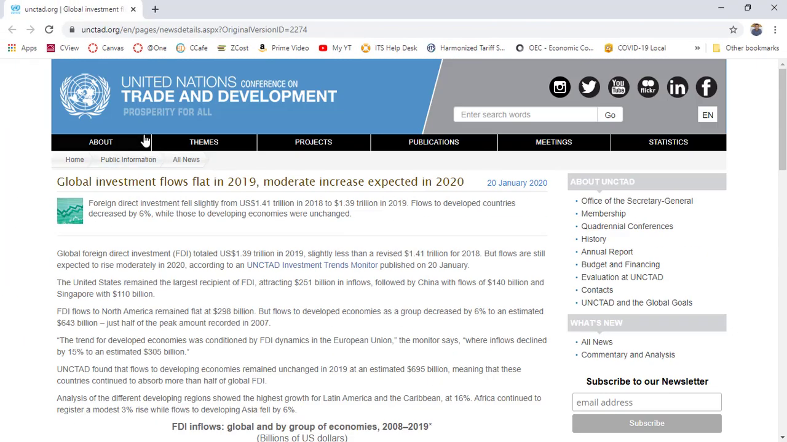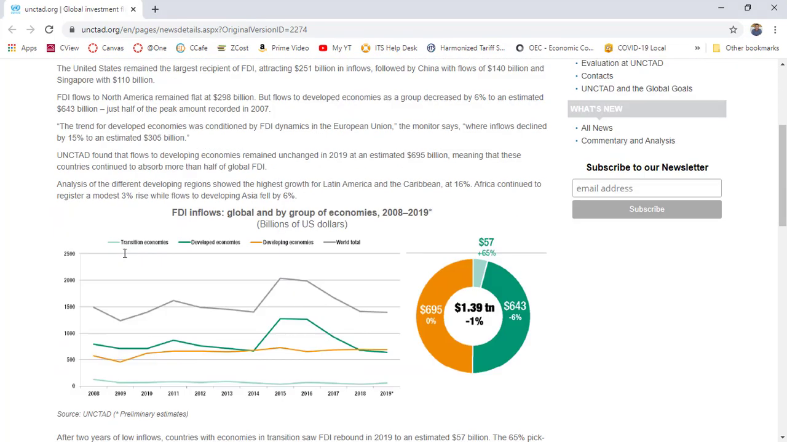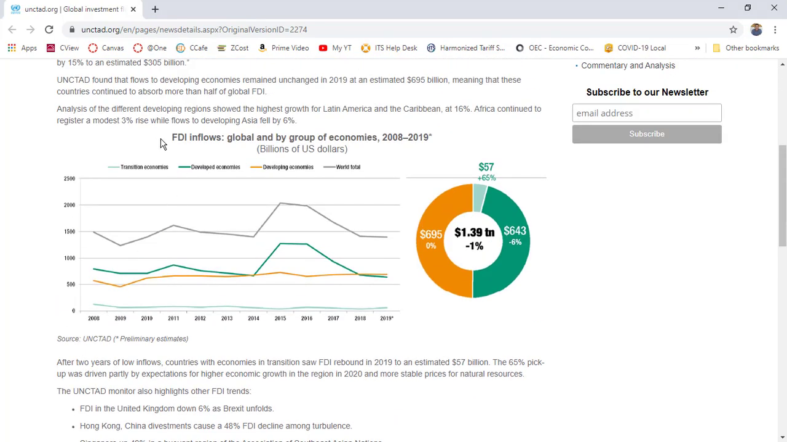So this is where we are, right? United Nations Conference on Trade and Development. And this is also what I wanted to show you, FDI inflow, global and by group economies, 2008 through 2019 in billions of dollars, right? This is for the whole world, and this is for developed economies. The reason I'm showing you this is from 2000 to 2019.